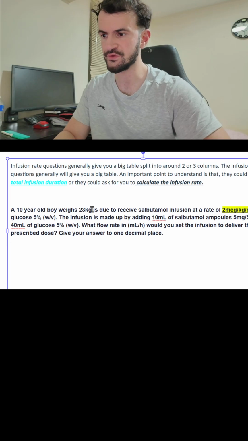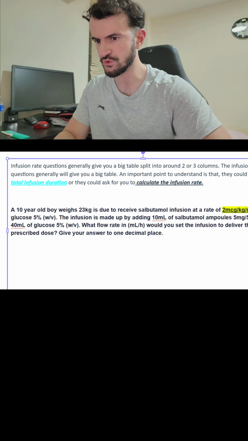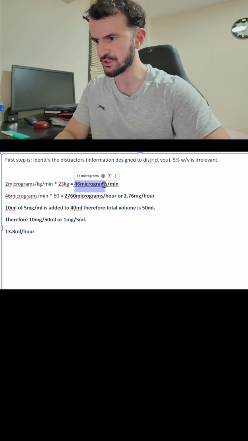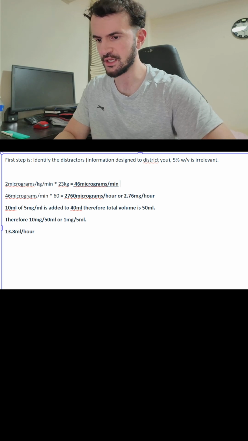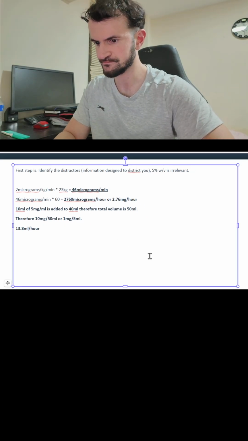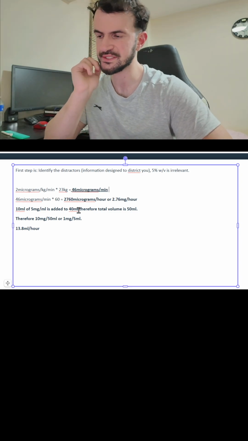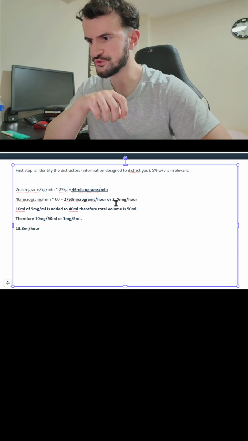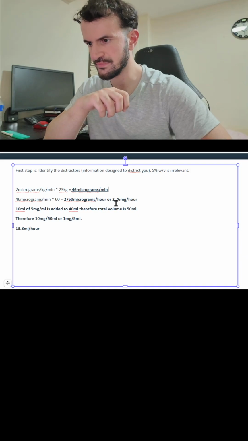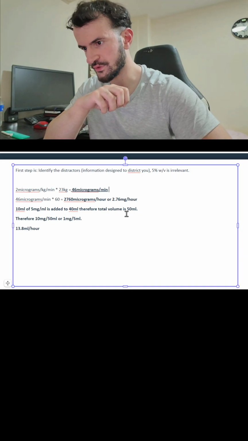So first and foremost, they've given you the mass. So you do 23 kilograms times 2, which will give you 46 micrograms per minute, right? Because you've multiplied by the mass, you've removed these units. Now you have 46 micrograms per minute times 60. Okay, so this gives you 2,760 micrograms per hour, or 2.76 milligrams per hour, right?